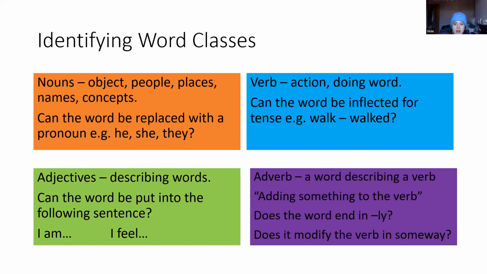The next one, identifying your word classes. This is a good thing to do, particularly if you are heading towards those top grades. I've only put what we call content words on here, so nouns, verbs, adjectives, and adverbs. So content words are essentially words that are easy to define. And then we have function words, which are the little tiny words that are tricky to define, because they essentially help you make up that sentence.